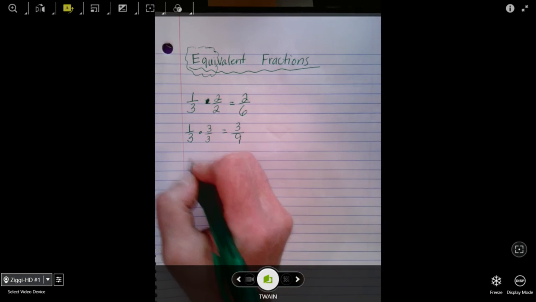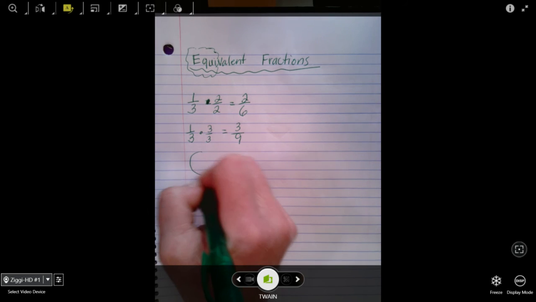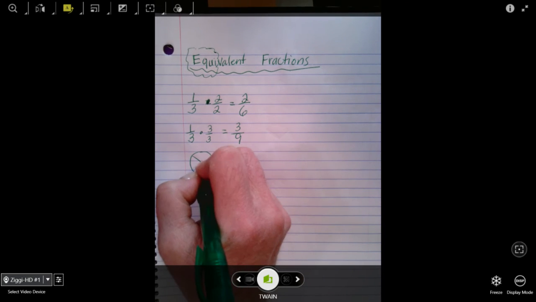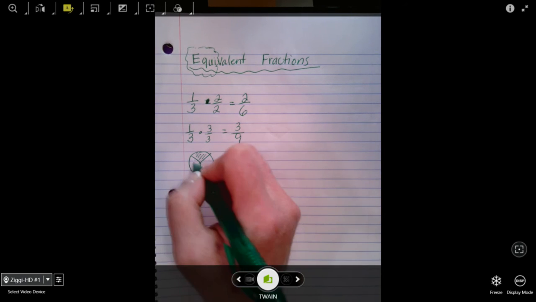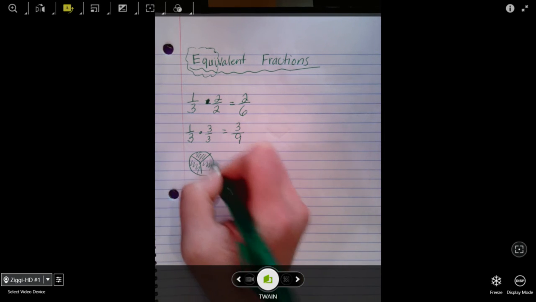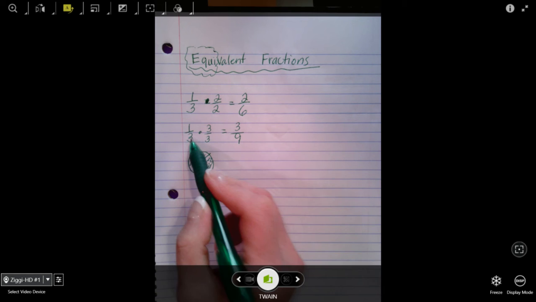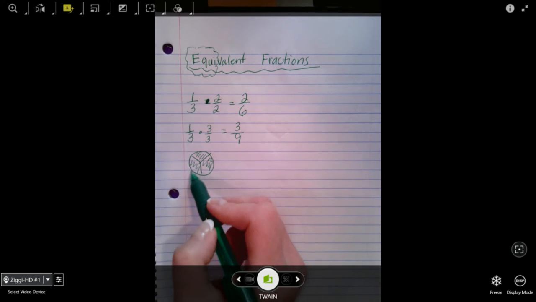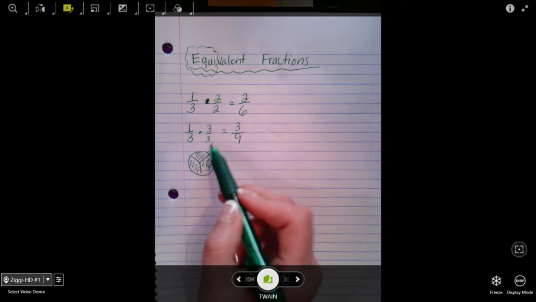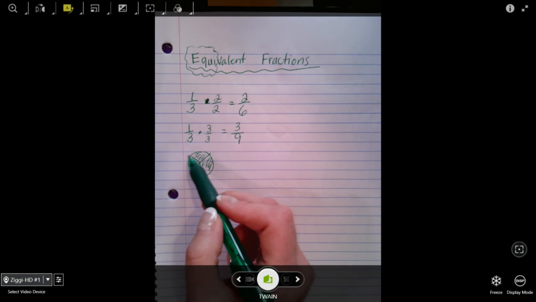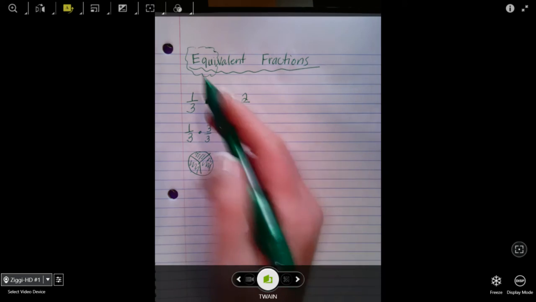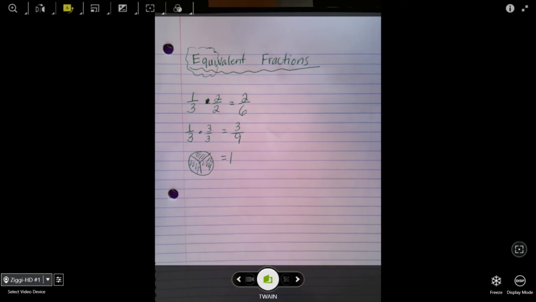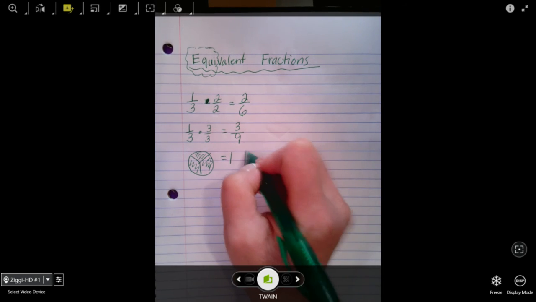If I had a pizza or a pie and I was splitting it into thirds, and I ate all 3 pieces, the bottom number tells me how many pieces to cut it into. The top number tells me how many to eat. So if I ate 3 out of the 3 pieces, I ate 1 whole. So 3/3 equals 1. The same thing I could do for 4/4.